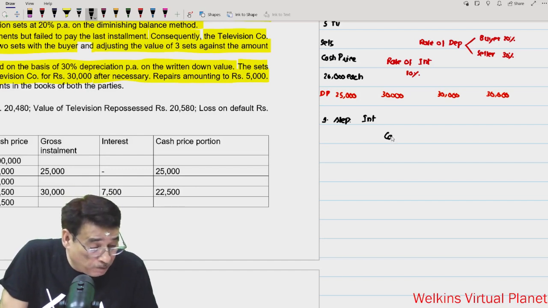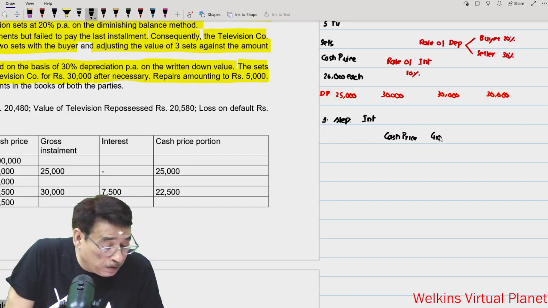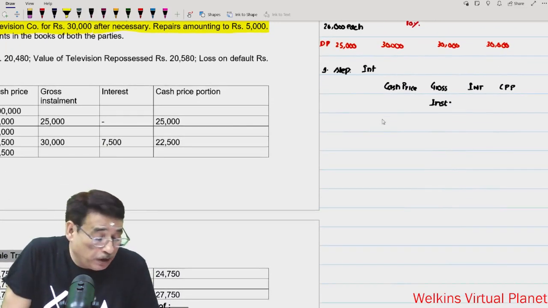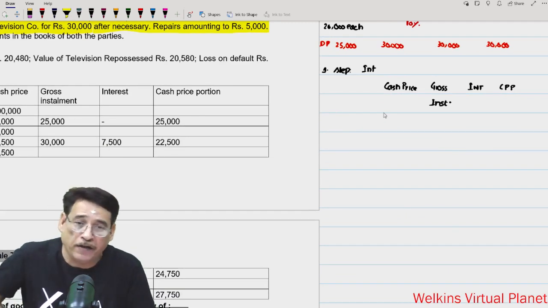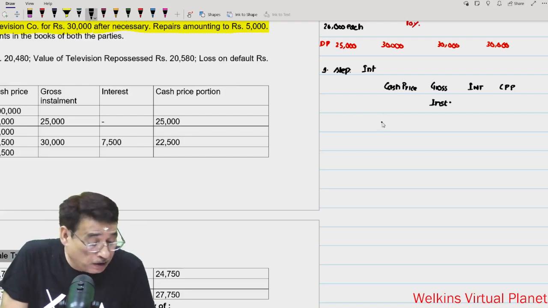In one column, I am going to write cash price. In the next column, I am going to write gross installment. In the third column, interest and cash price portion. First of all, under the column of cash price, you write the cash price. Cash price of each TV set happens to be 20,000. Five sets have been bought. So total cash price is how much? That is equal to 1 lakh.